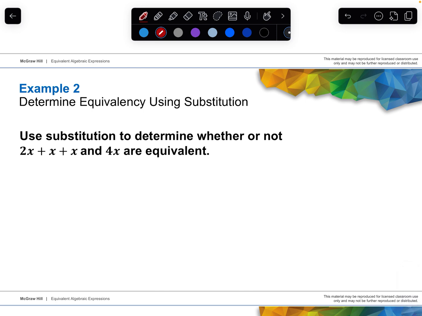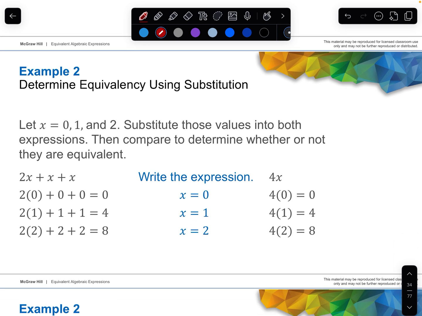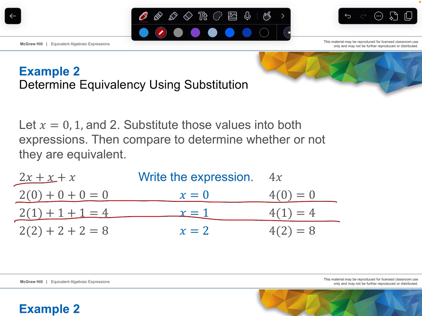Let's use substitution to determine whether or not 2x plus x and 4x are equivalent. So we're going to draw our table, write our expressions on both sides, and we put our x equals in the middle so that we can evaluate them side by side. Let's see, on the left side I have for x equals 0, that gives me 2 times 0 plus 0, which is 0. And on the right side I have 4 times 0, which is 0.